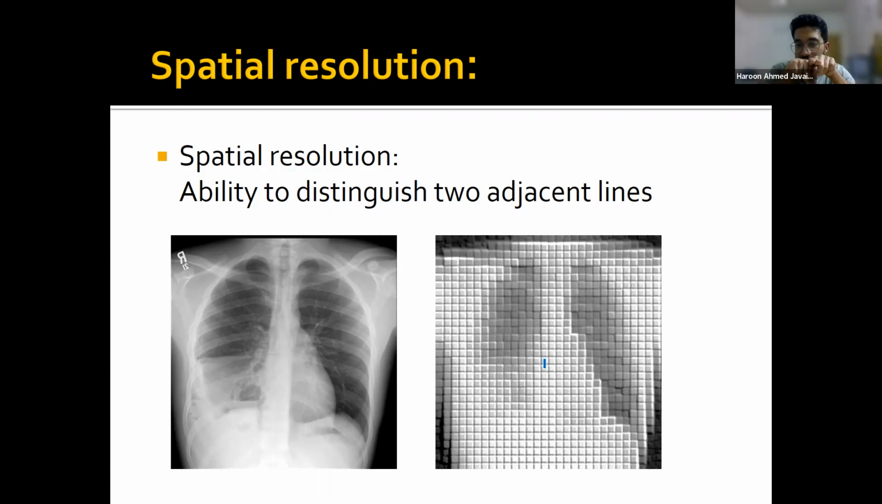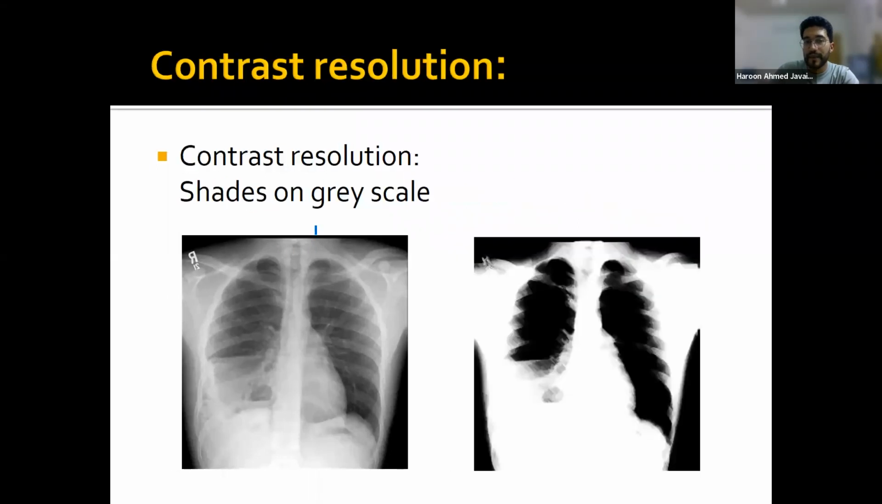The higher the resolution, the more you are able to tell two adjacent points as two different structures. So for example, over here, I can't really make out any of these tiny lines that I can make out over here, right? So basically spatial resolution is the ability to distinguish between two distinct lines, okay?